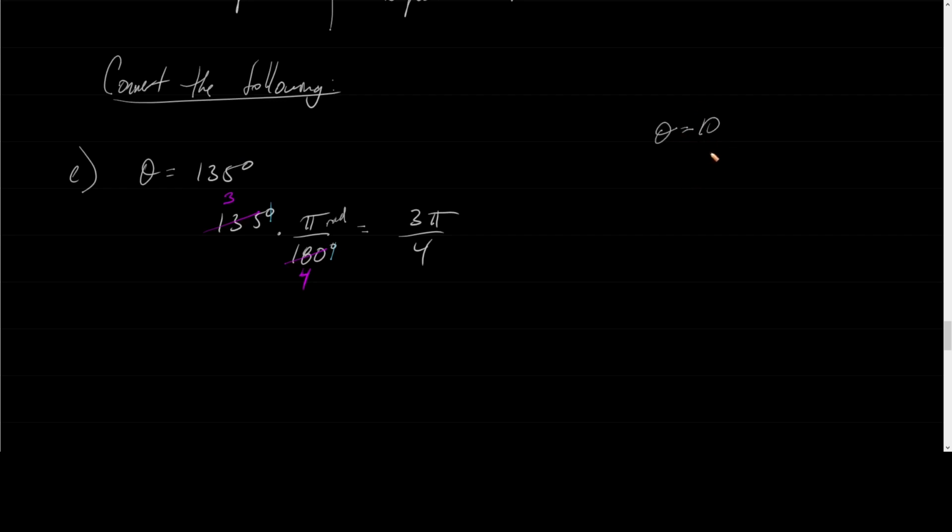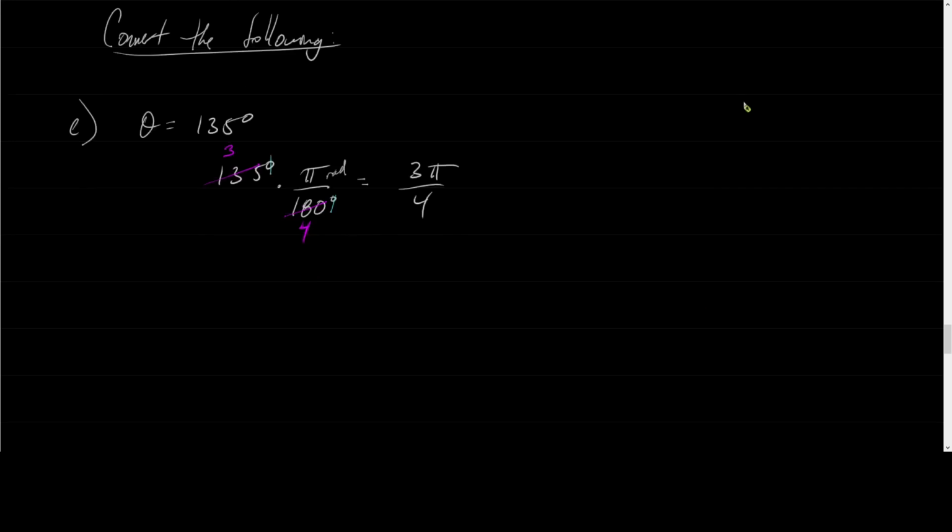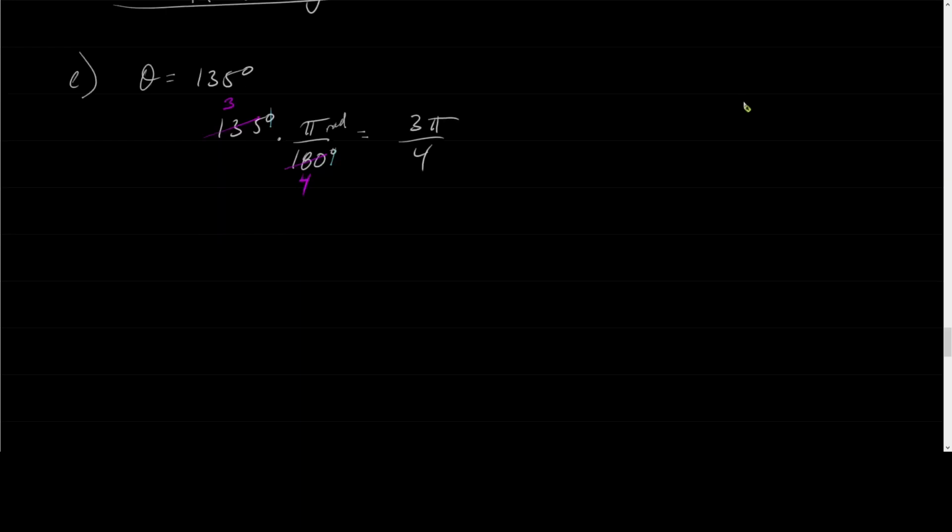All right, this implies 10 radians. This does not imply 10 degrees. That would be wrong, right? It implies 10 radians. So even if you don't see the letter pi on it, it would still be radians. Anyway, so that was a quick little note.